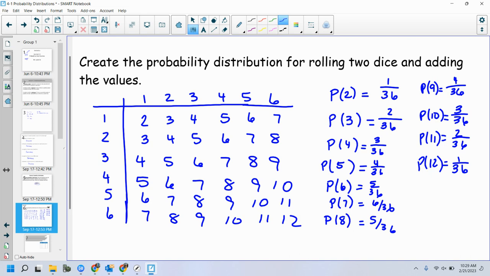What's the most commonly rolled number? 7. That's why, have you guys ever played Settlers of Catan? You guys ever play Settlers? No. I've heard of it. When you roll a 7, something special happens.